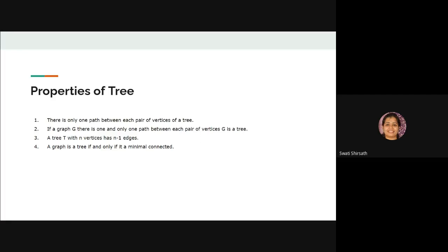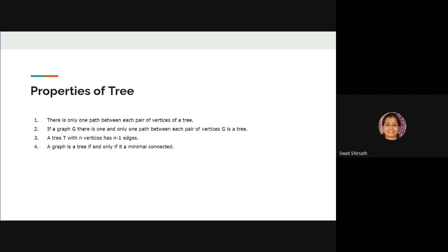A tree T with n vertices has n minus 1 edges. Suppose there are two vertices connected with each other, A is connected to B. So there are two vertices, but how many edges are there? Only one edge. 2 minus 1 is 1. So that is how you can calculate.